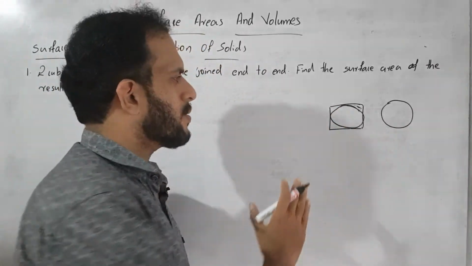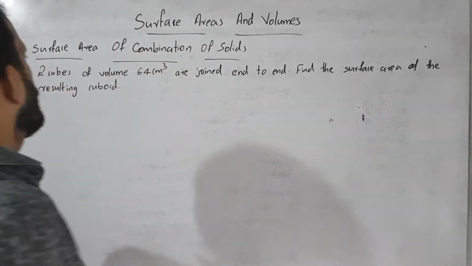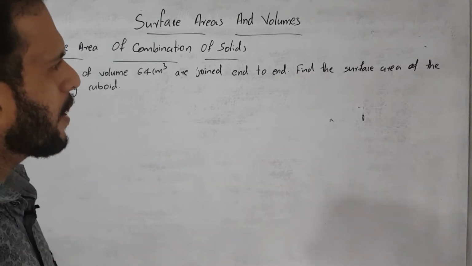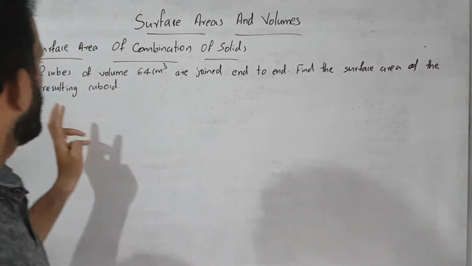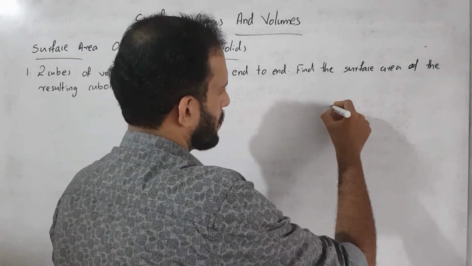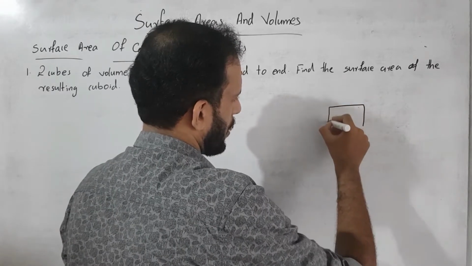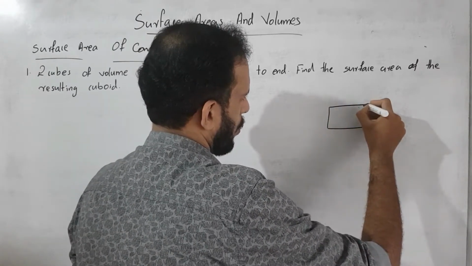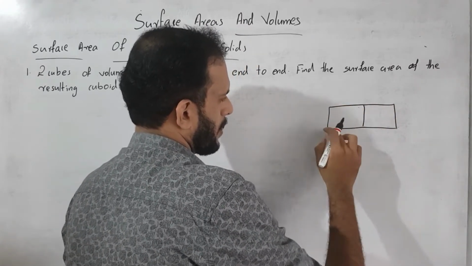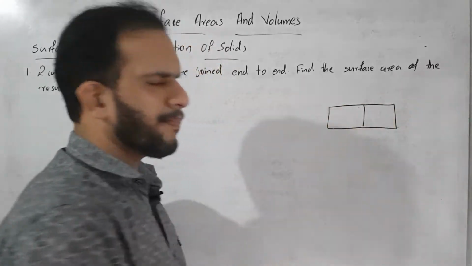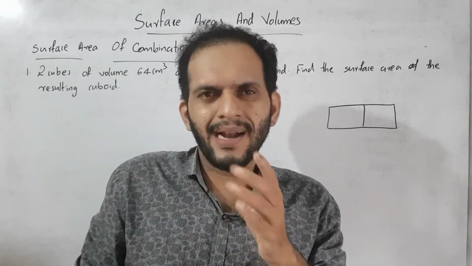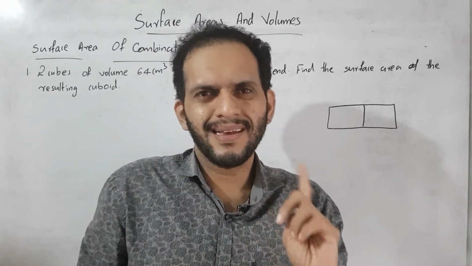So the first question is like this: two cubes of volume 64 centimeter cube are joined end to end. Find the surface area of the resulting cuboid. Here we join the cubes. The cubes mean all the side measurements are equal. So if we join them together like this, all the side measurements of a cube are equal. Then we join two cubes and it will form a cuboid. That time, the change is only in the case of length.